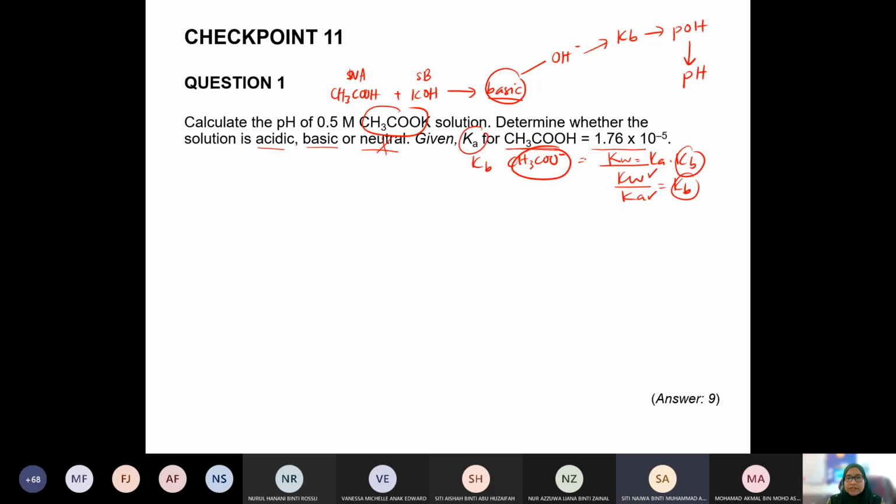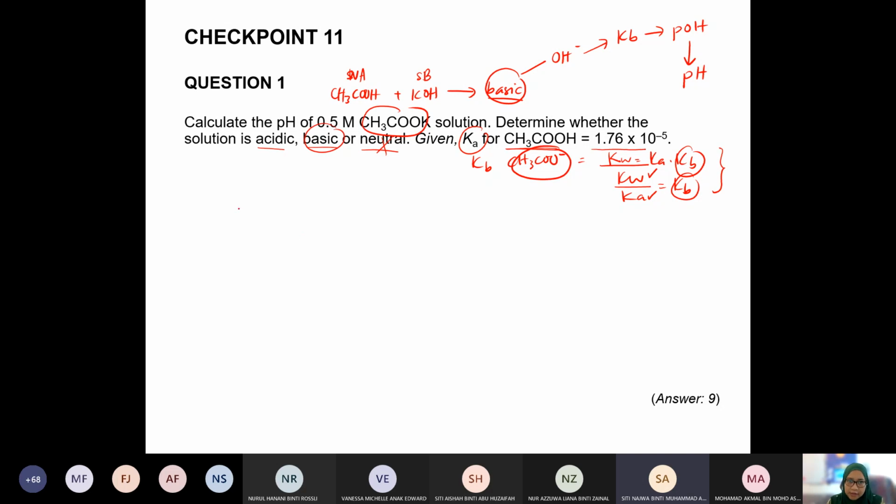Okay, all right. So this is just to make sure that you need the Kb. You will be needing the Kb. So this is the step. Okay, so let's start from CH3COOH. We already predicted it is basic just now, so this is the time for you to prove it.